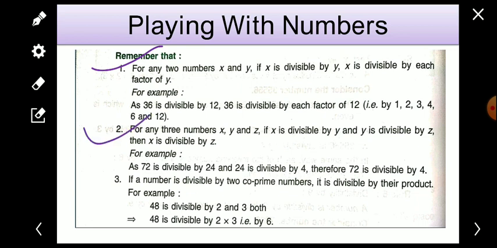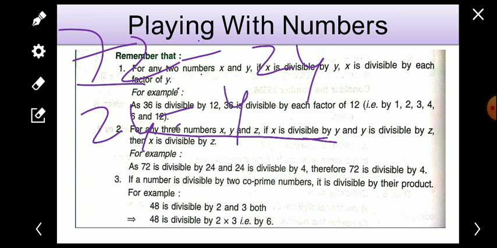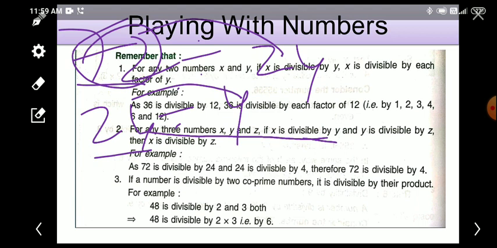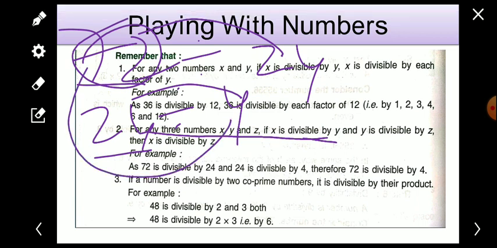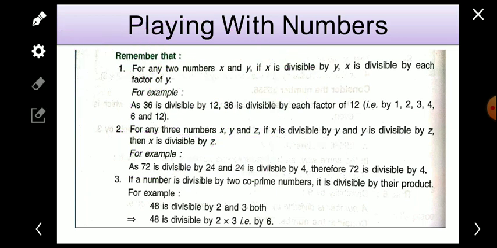Now the second rule says that for any three numbers x, y, z, if x is divisible by y and y is divisible by z, then x is divisible by z also. Suppose 72 is divisible by 24 and 24 is divisible by 4, then 72 is also divisible by 4. If one number is divisible by a second number and the second number is divisible by a third number, then the first number will be divisible by the third number also. You can take examples from your side also.